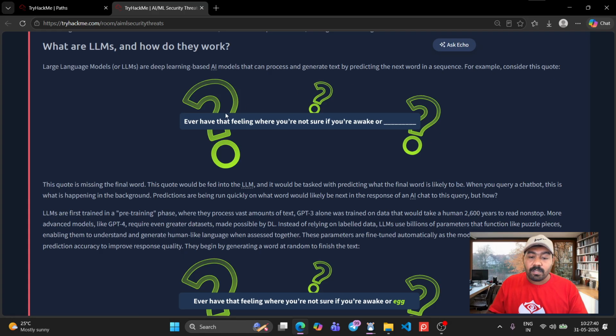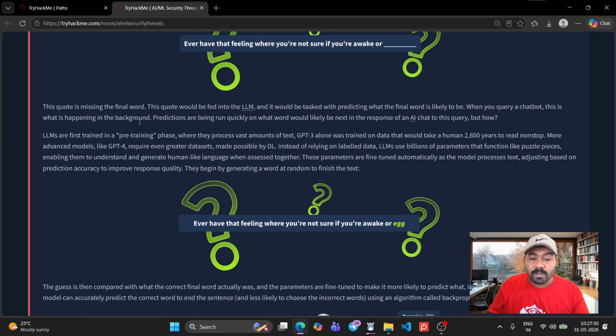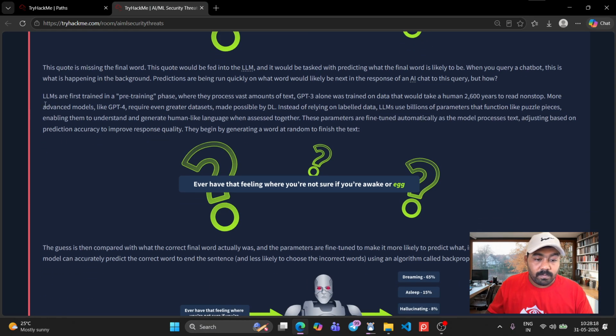For example, consider this sentence: ever have a feeling where you are not sure if you are awake or it's a dream, right? This sentence is missing the final word. It would be fed into an LLM and it would be tasked with predicting what the final word is to be added. When you query a chatbot, this is what happens in the background. Predictions are being run quickly on what word would likely be the next response of an AI chat to this query. But how? Let's look at how it works.